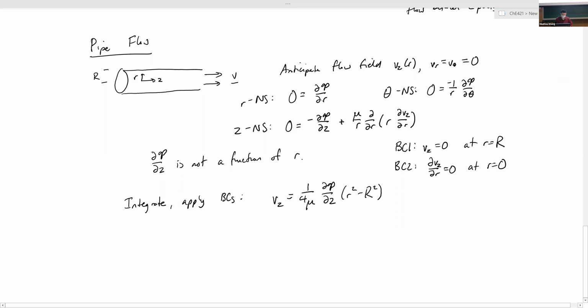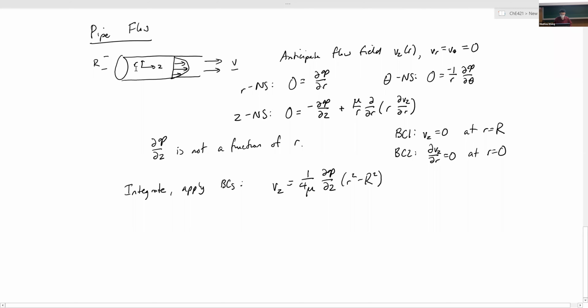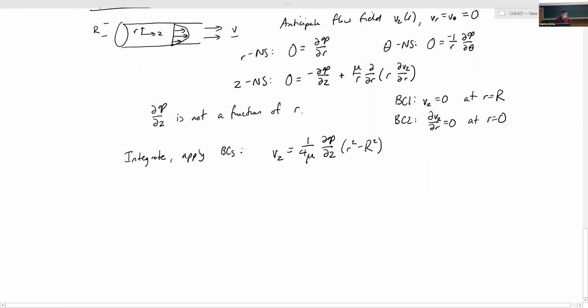That flow profile looks something like this. It's parabolic; it's higher in the middle than it is on the outside. That's just because dp/dz is typically negative. It's higher pressure over here than it is over here. And then of course you can also look at the volumetric flow rate. The volumetric flow rate is the same as the example that we had above.